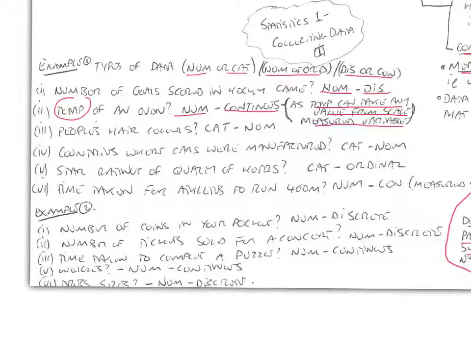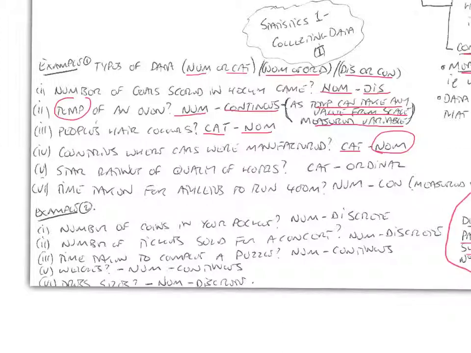People's hair colour, that's categorical type of data, and it's nominal rather than ordinal. It's nominal in that it's not in any particular order, the hair colour. Okay. Countries where cars are manufactured is categorical as well. The countries would be the word to describe the data, and the data is in words, the names of the countries, and it's nominal data, so it's not in any particular order.